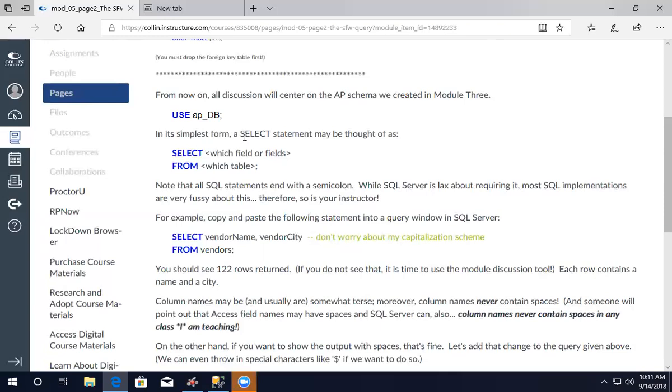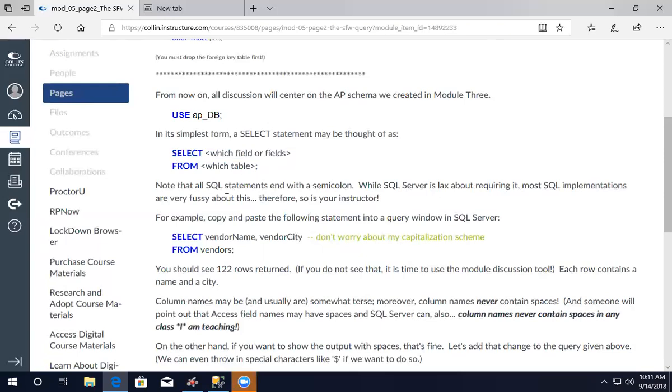In the simplest form, the select statement is thought of as select what field or fields, separated by commas, from which table, or later tables plural. We can put the tables together following that foreign key relationship usually. Questions?